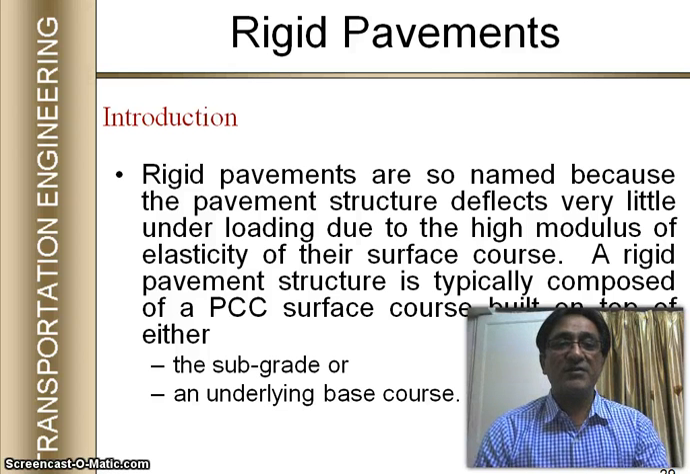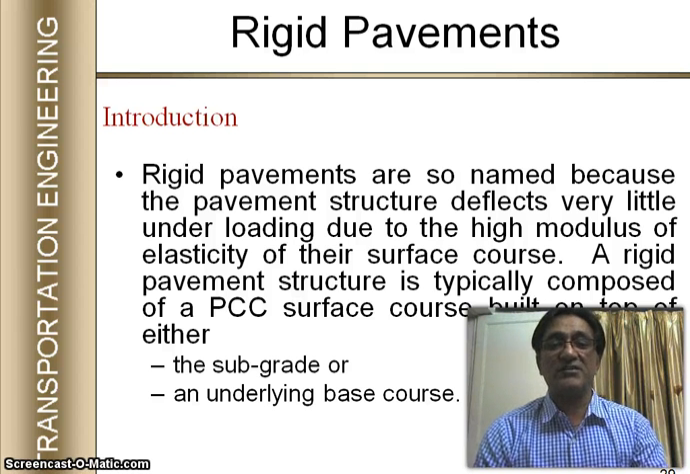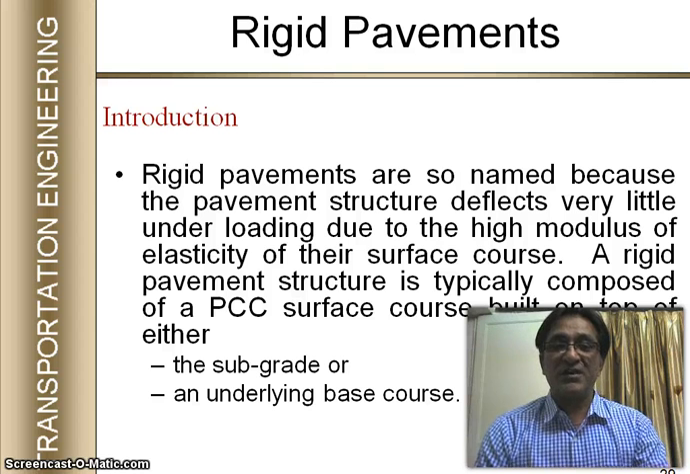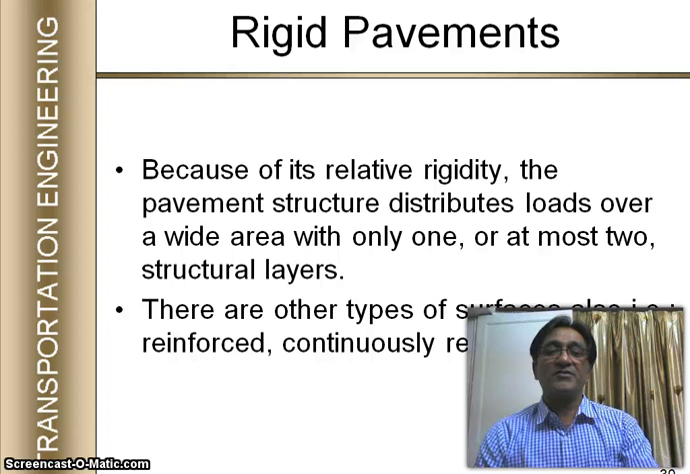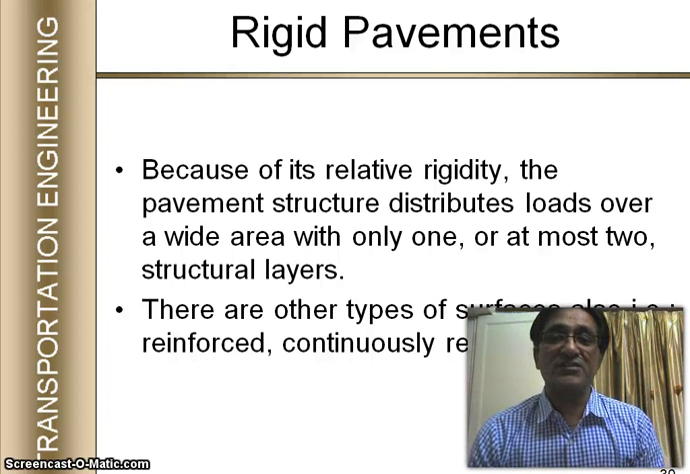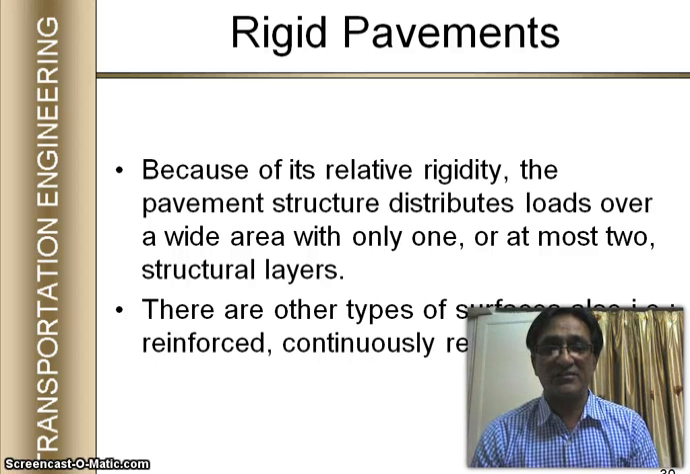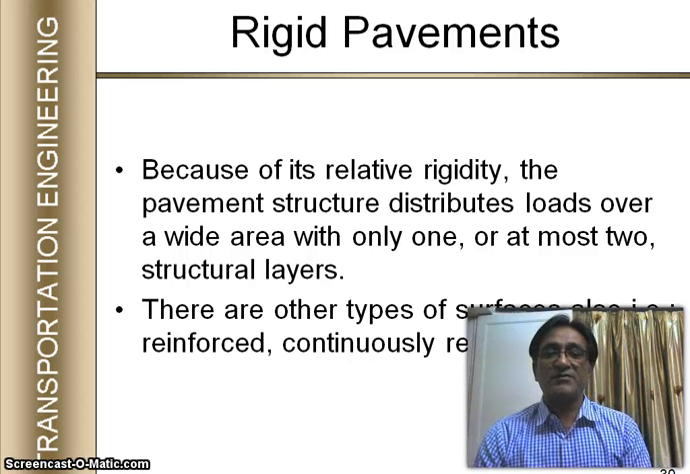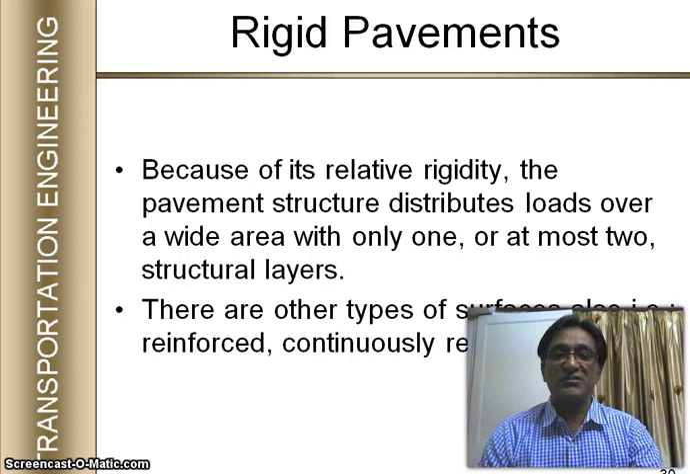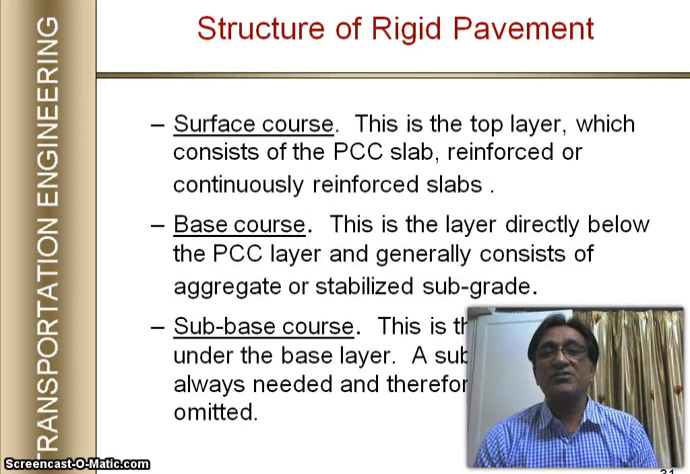Rigid pavements are so named because the pavement structure deflects very little under loading due to the high modulus of elasticity of their surface course. The rigid pavement structure is typically composed of a plain cement concrete surface course built on top of either the subgrade or an underlying base course. Because of its relative rigidity, the pavement structure distributes loads over a wider area with only one or at most two structural layers. There are other types of surface also, i.e. reinforced, continuously reinforced, etc.